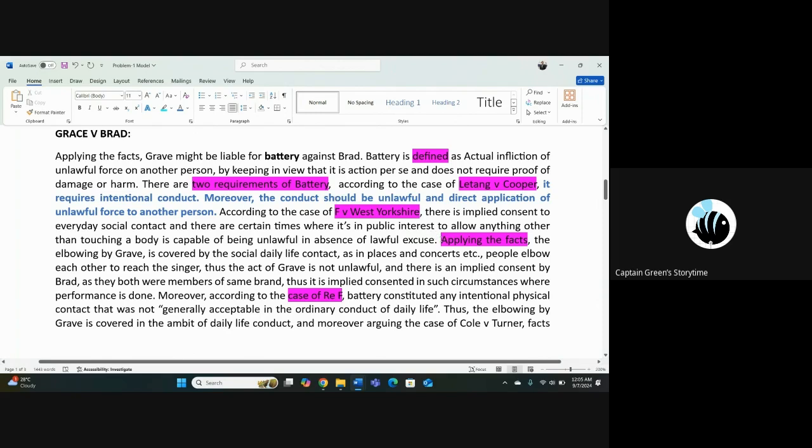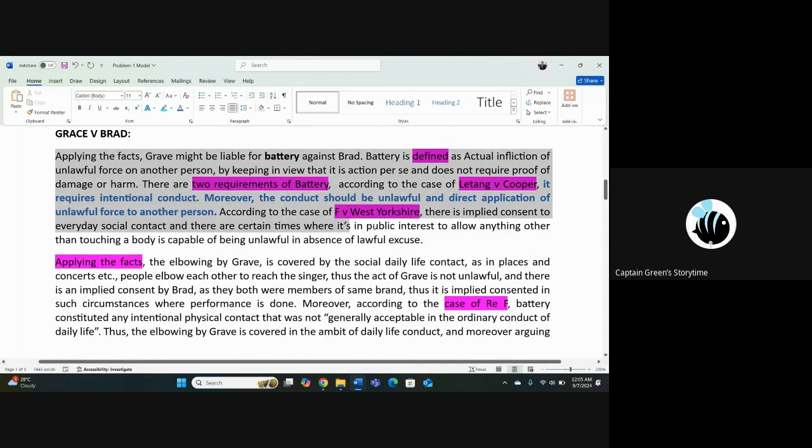Now, separating these two paras, why? The first para is wholly about law. Now I am applying that law on the facts. Applying the facts, the elbowing by Grace is covered by the daily social life contact, as in places like concerts. People elbow each other to reach the singer. Thus, the act of Grace is not unlawful, and there is an implied consent by Brad, as they are both part of the same band. Thus, there is an implied consent in such circumstances where a performance is done. Here I stated that these both are members of the same band and they have impliedly consented to each other during concerts. This is my first argument.